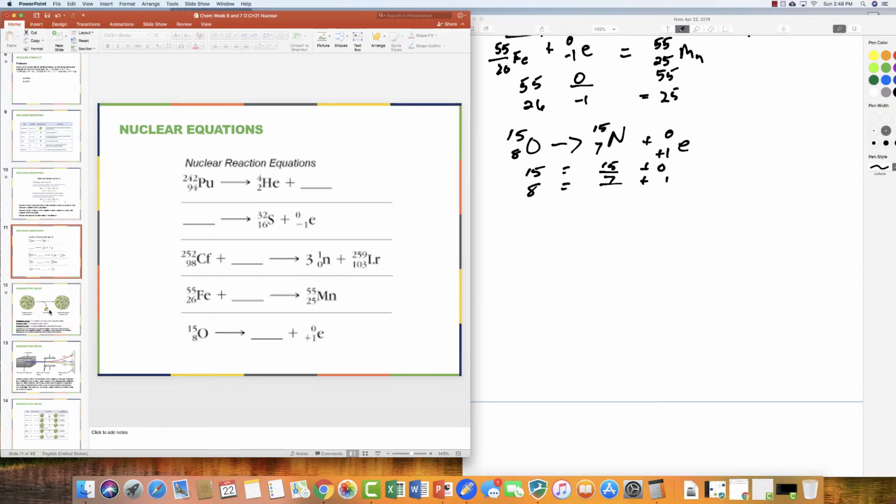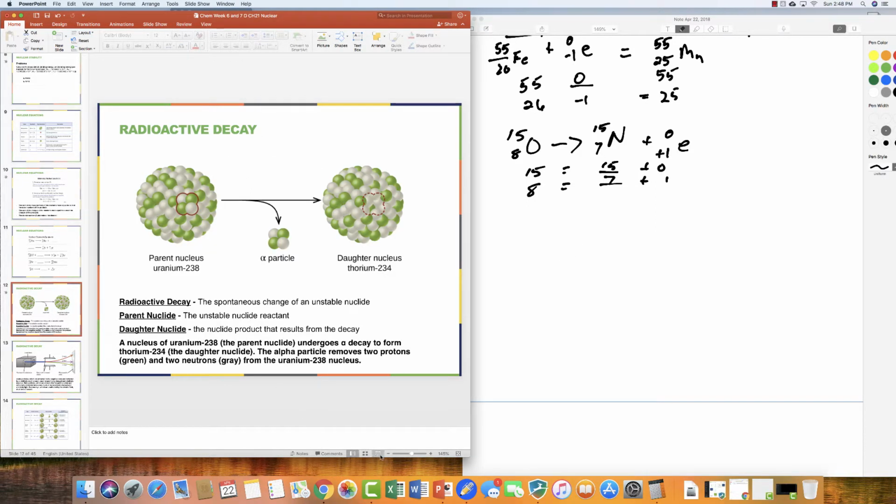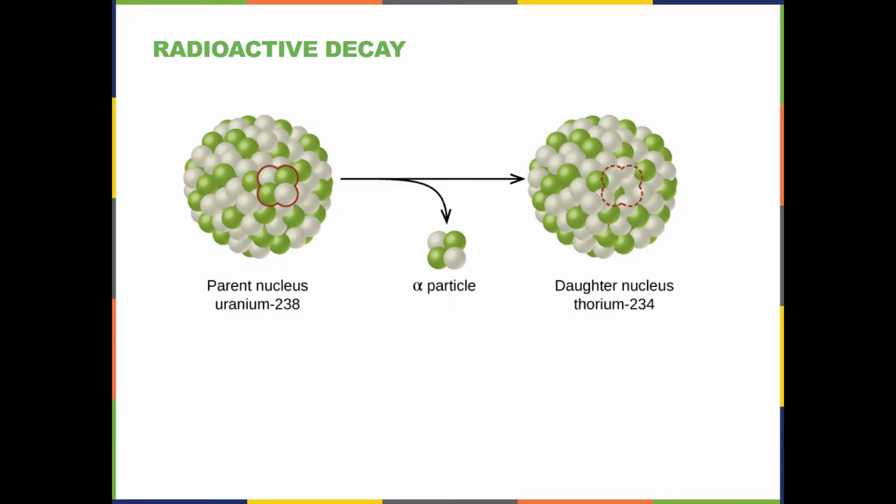And so that's how you balance these nuclear reactions, is you make sure that the atomic mass balances on both sides and the atomic number balances on both sides. So let's look at radioactive decay. Here's an example of an alpha decay. Any radioactive decay is a spontaneous change in an unstable nuclei.